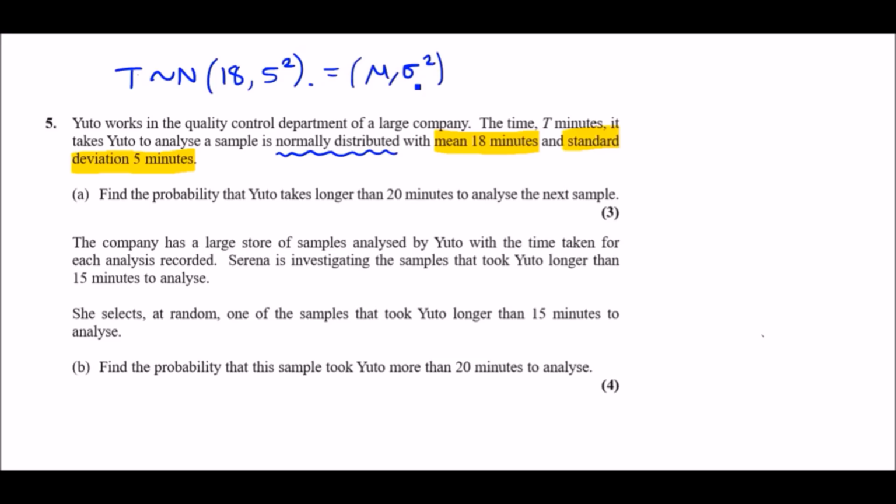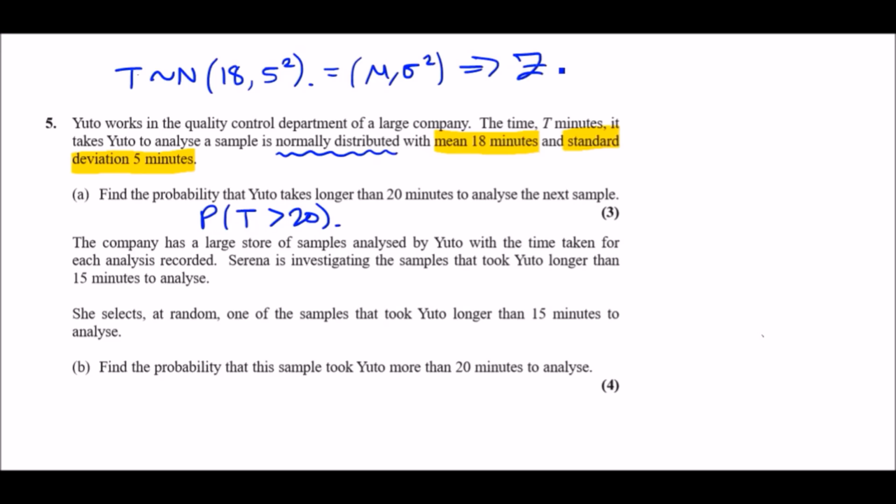Okay, now let's answer part A. Find the probability that Yuto takes longer than 20 minutes. This is simply the probability that the variable T, for the minutes, is longer than 20. That's exactly what they want us to find. The only way to solve this is to convert this entire system into the Z distribution.